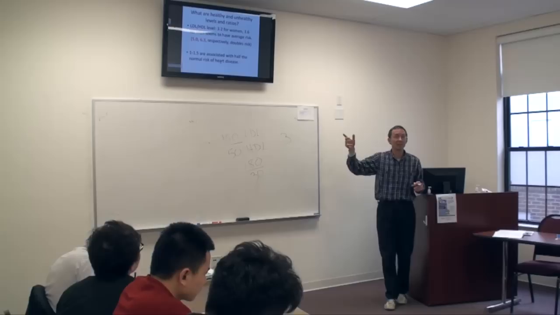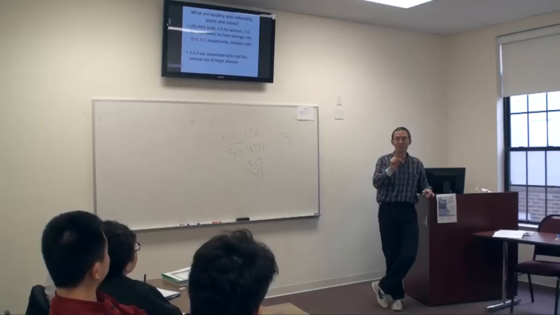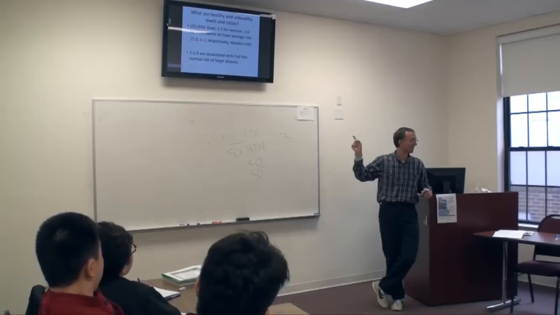Now, do you remember I said that about 25% of Americans will die of heart attack? Yes. Just living in America, your risk is 1 in 4. If you double that risk, you're talking about a 50% chance. 1 in 2. Do you understand what I'm saying? All right.